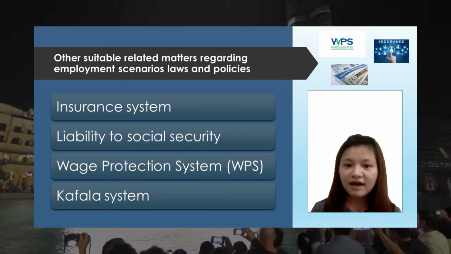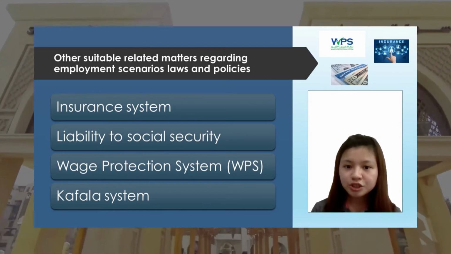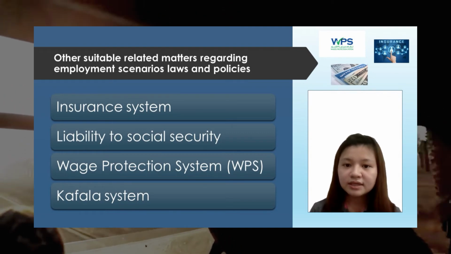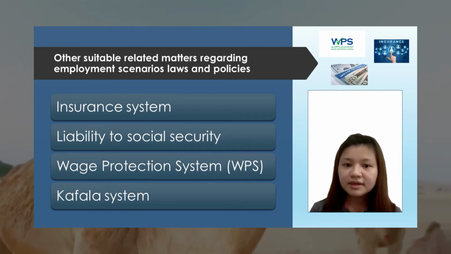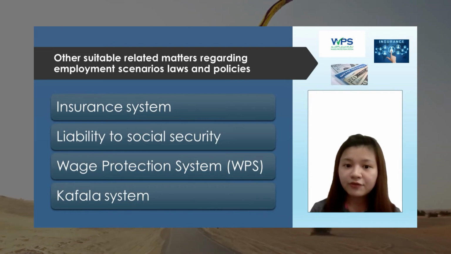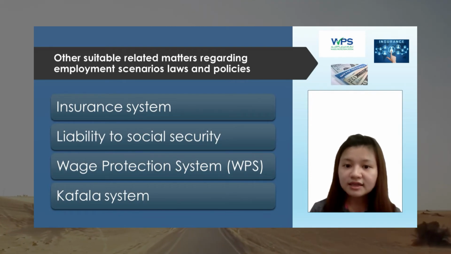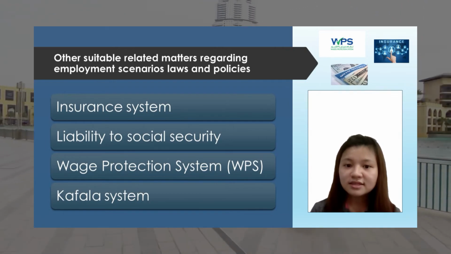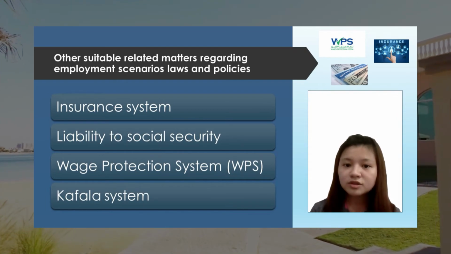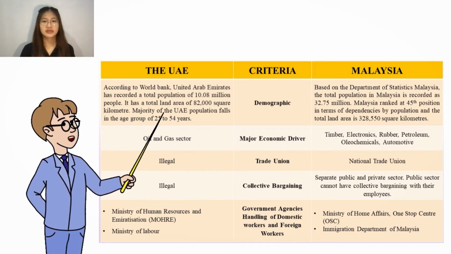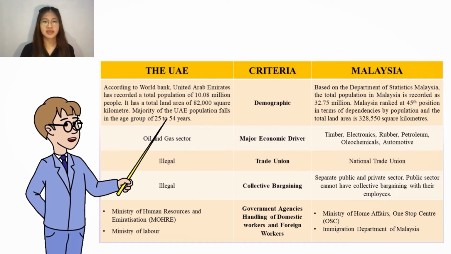Last is the kafala system, which means sponsorship in Arabic. It is utilized in Gulf Cooperation Council nations, including the United Arab Emirates. The system enables the government to transfer the responsibility and monitoring of migrant workers and foreign investors by assigning them a native sponsor known as a kafeel, who assumes responsibility for the legal status and visa requirements of the migrant laborers working for them. Summary and differences: Malaysia versus United Arab Emirates. In conclusion, we have compared the industrial relations systems in Malaysia and the UAE.